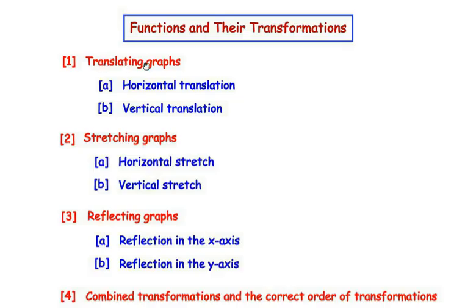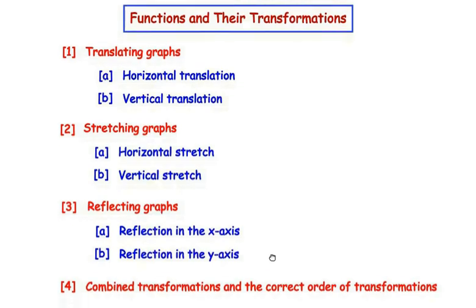So translating graphs has horizontal translation and vertical translation. Now stretching transformations have horizontal stretch and vertical stretch. And reflections are also of two types, that is reflection in the x-axis and reflection about the y-axis.